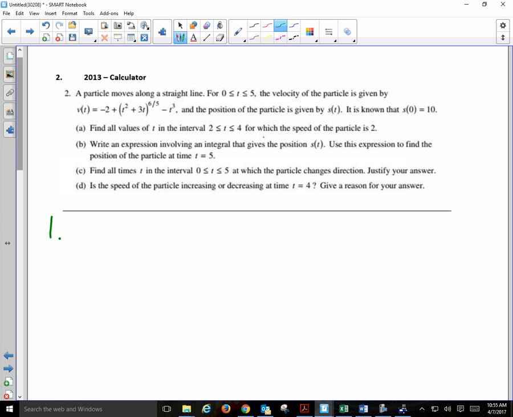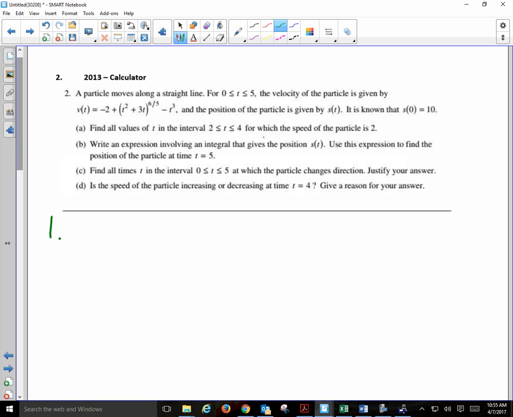All right. A particle moves along a straight line, 0 to t to 5, and the velocity of the particle is given by v of t is -2 plus that thing. And the position of the particle is given by s of t, and we know that s of 0 is 10, so it begins at 10. Find all values of t in the interval from 2 to 4 for which the speed of the particle is 2.